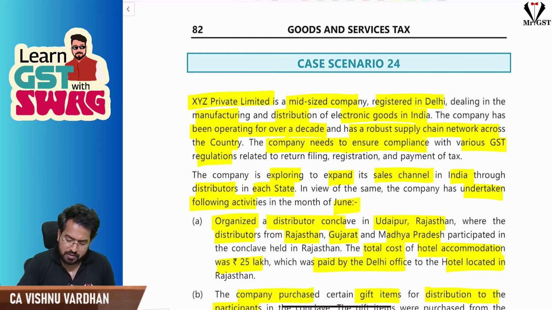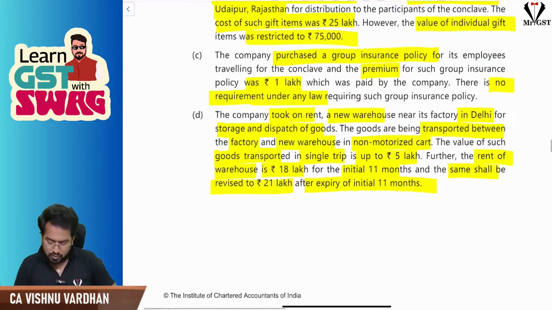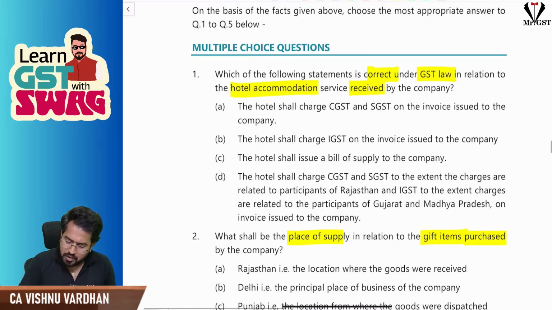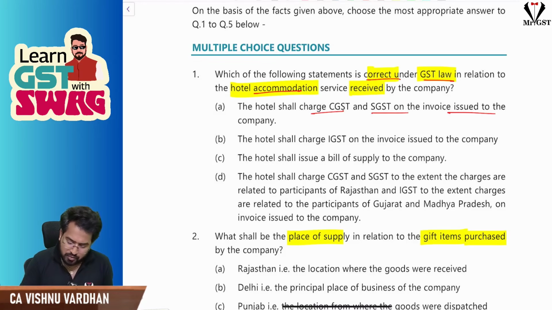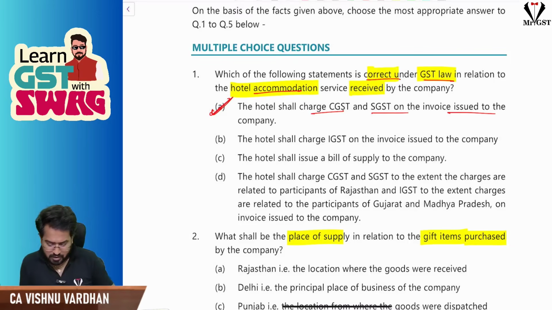So coming to the next case scenario. Look at the questions. Correct statement under GST as per hotel. See, in most cases, hotel accommodation means obviously CGST and SGST will come into picture no matter what has happened. So the hotel shall charge CGST and SGST on the invoice. This will be the obvious correct one.